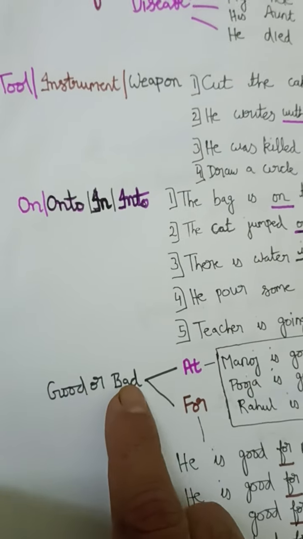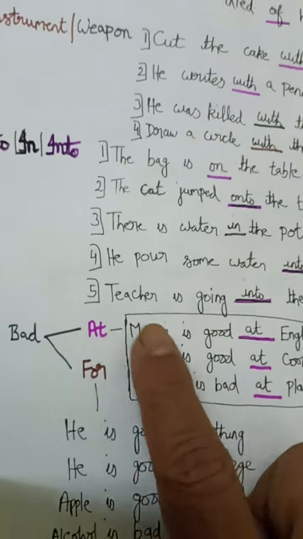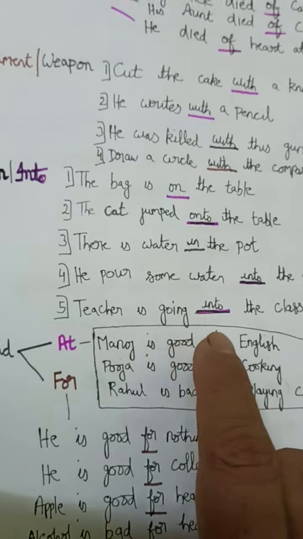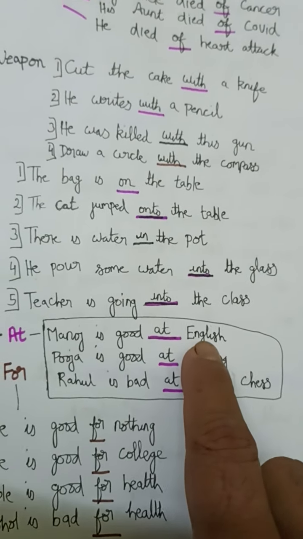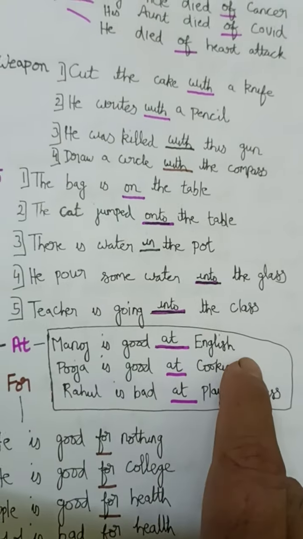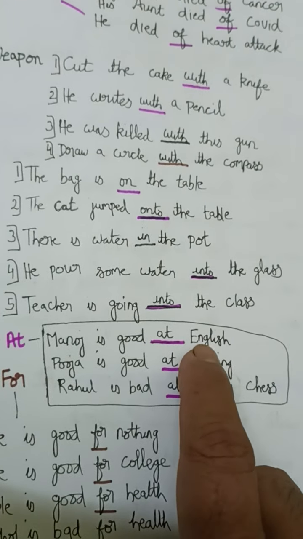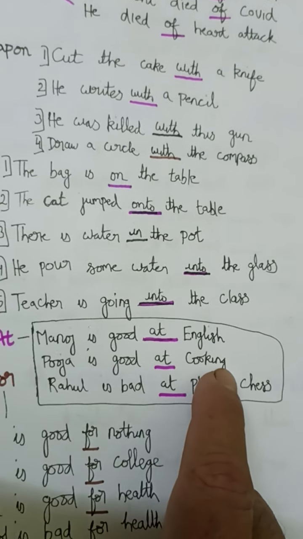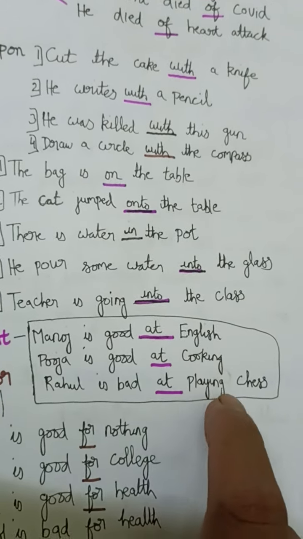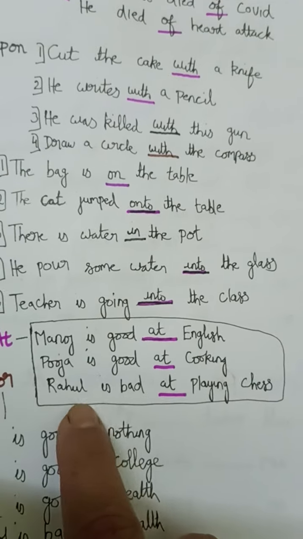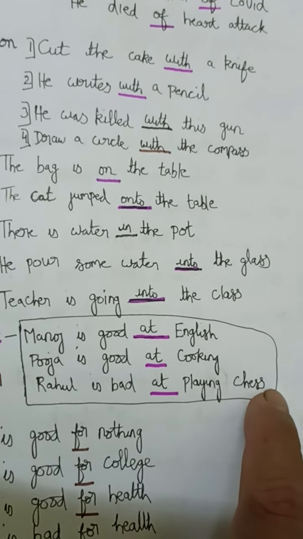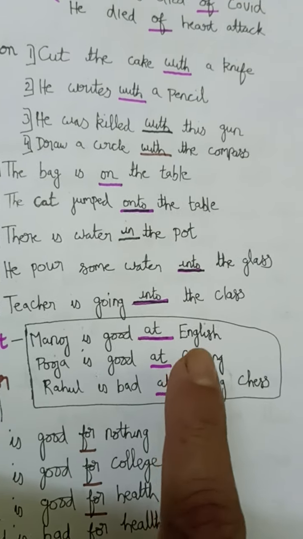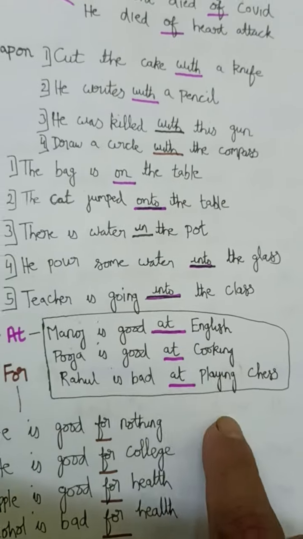Next, let's go to good or bad. Which preposition should we use? Generally we use at. So Manoj is good at English, at maths, at physics, at chemistry. So whatever subject is involved, you can use it for subject or you can use it for skill. Like the next example, Pooja is good at cooking. So cooking is nothing but a skill here. Or playing chess is nothing but a skill. So Rahul is bad at playing chess. So at we are using for skill, or for subject, English, maths and all. So at is used.